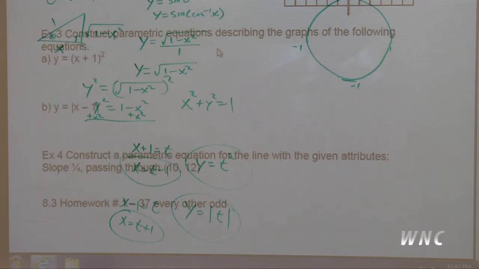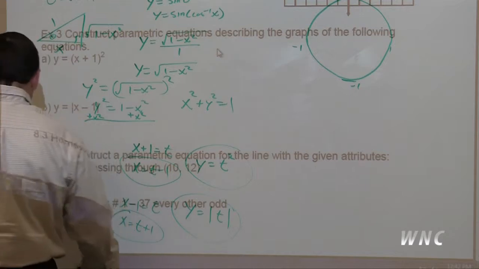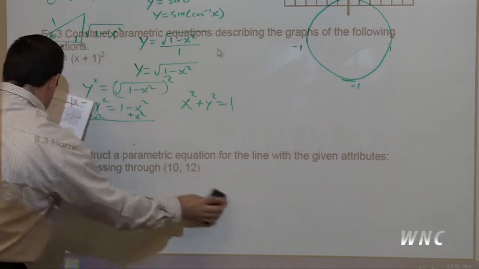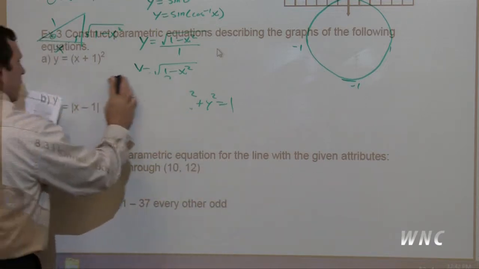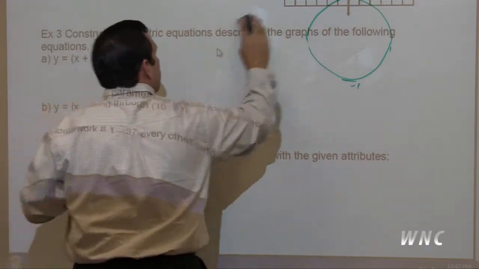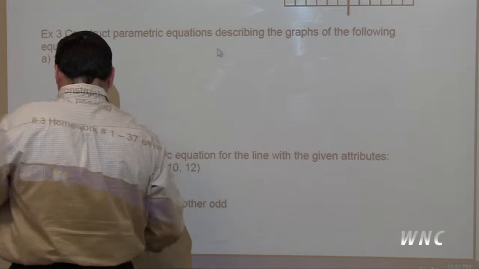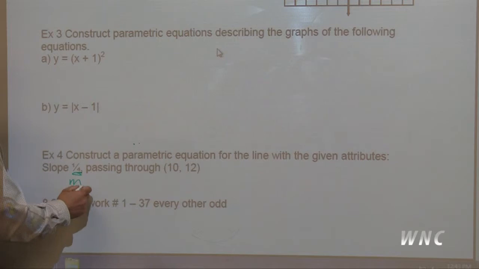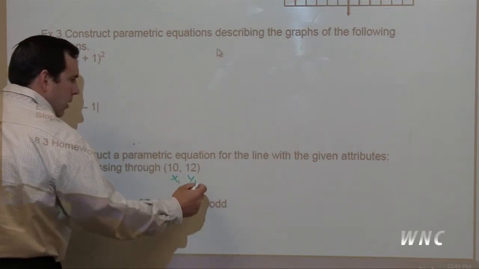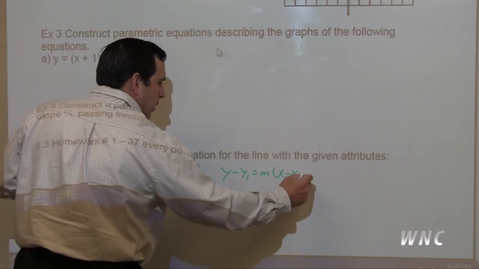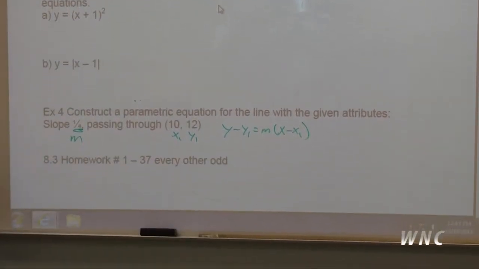Okay, the last problem here, I got to clear the board a little bit. Construct a parametric equation for the line with the given attributes. Slope is 1/2 and it goes through 10, 12. So we know our slope is 1/2, that's m. Here's x1, y1. So we'd say y minus y1 equals m times x minus x1. That's the point slope formula.